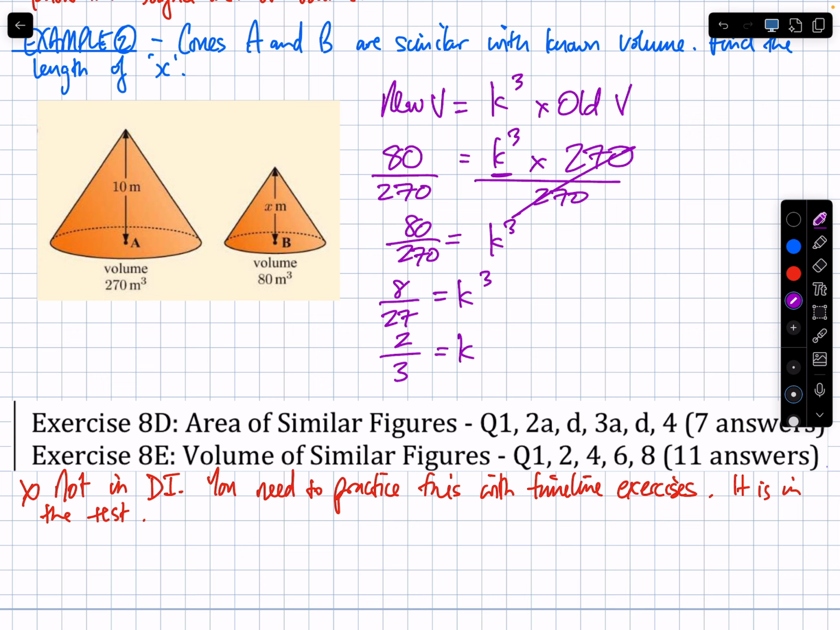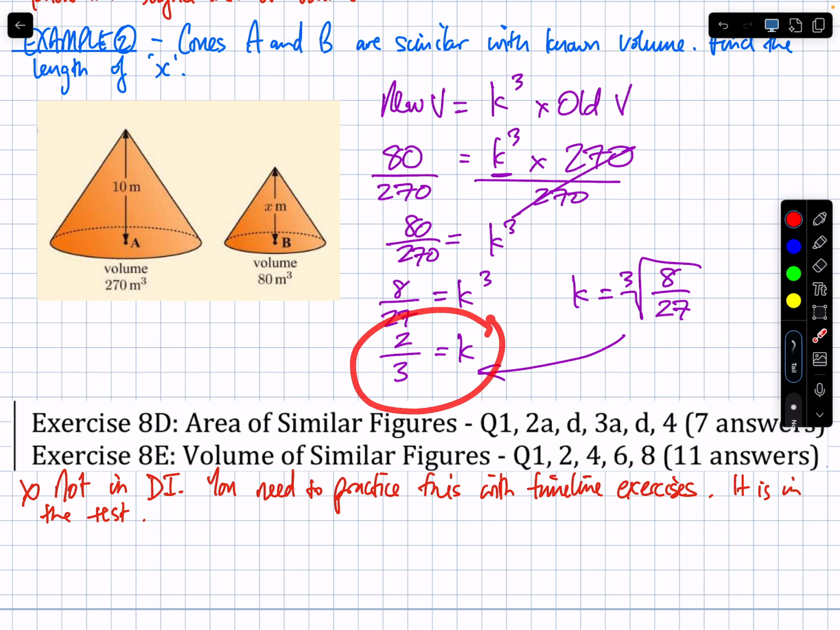If you're not confident with that, if you can't do that in your head, that's fine. You would just go k is equal to the cube root of 8 over 27. There's a button on your calculator, and you'll get exactly the same answer. K is 2 over 3, all right? So what is that saying to us? The scale factor is 2/3. It wasn't doubled. It's 2/3 of what it was before.